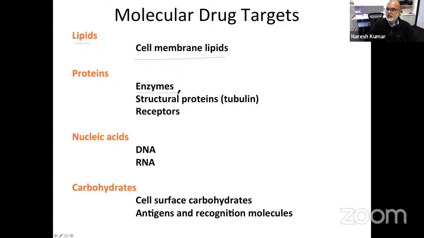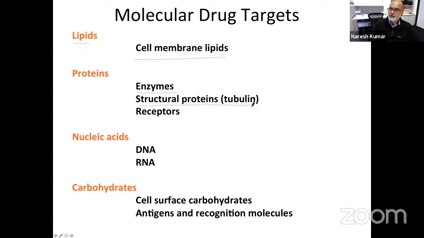That's the most common one, because in our body there are many, many different enzymes present, doing different functions. So if we can interfere with the function of one of the enzymes, it's going to have some sort of biological effect. Also, structural proteins are very important as well, because when the cells are dividing, these structural proteins are very important, forming the cytoskeleton as the cells divide.